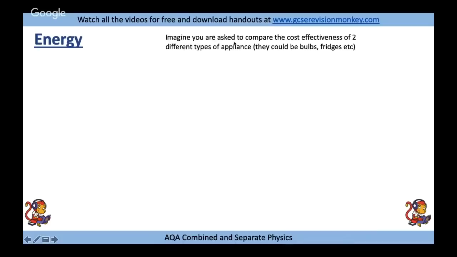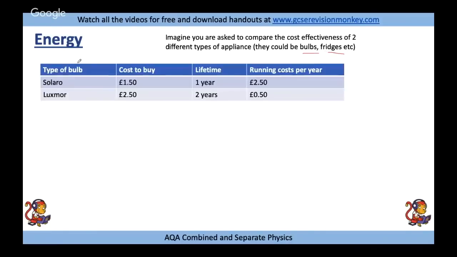Okay, a little bit more about energy then. So imagine you were going to be asked to compare the cost effectiveness of 2 different types of appliance. So it could be bulbs, it could be fridges, could be anything else. Now they love asking about cost effectiveness. So let's have a look at this data here. We've got 2 types of bulb, Solaro and Luxmore. Here's their cost to buy. Here's how long they last, their lifetime. And this is their running costs per year.